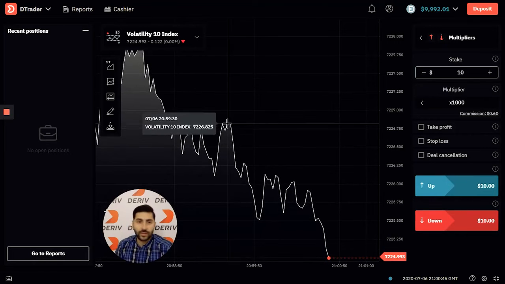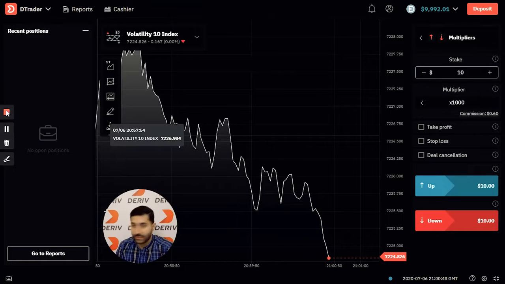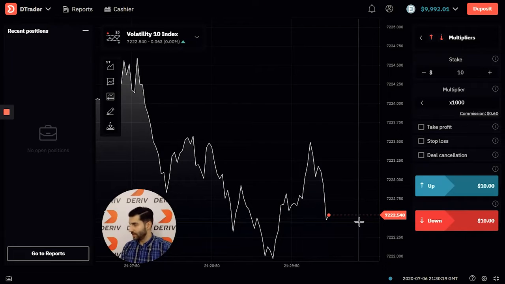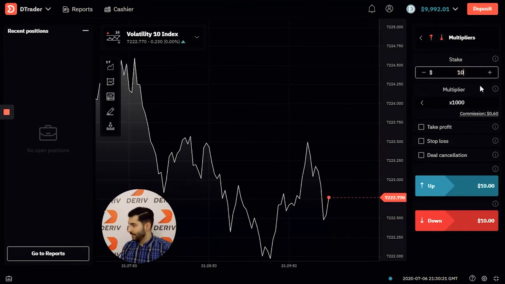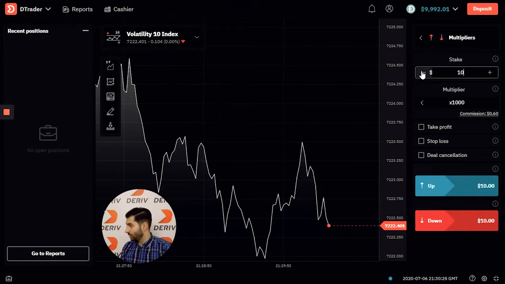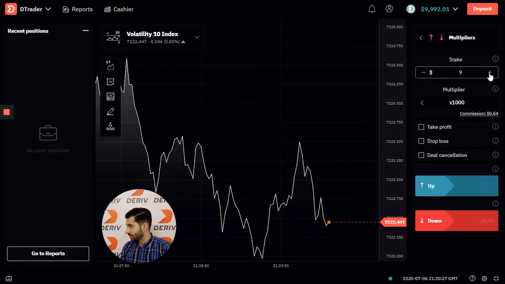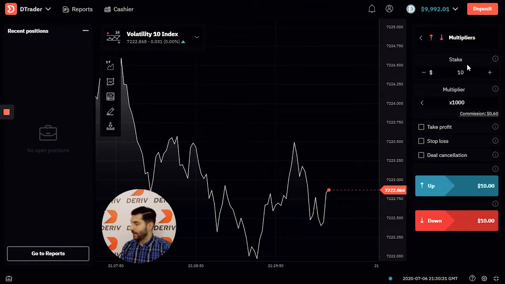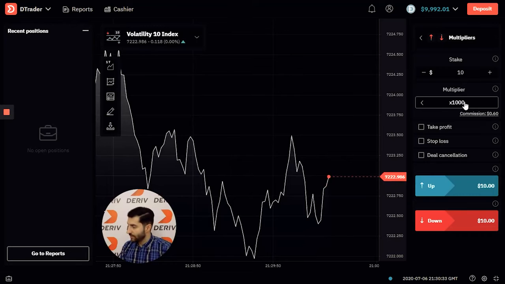Okay, so let's move on now and take a look at some of the specific features available here. So going over the features in a little bit more detail, we'll start with stake. Stake is basically your contract price, or the amount that you're willing to invest in any particular contract. You can adjust this here with the plus and minus buttons on the side. Below stake, you have multiplier.